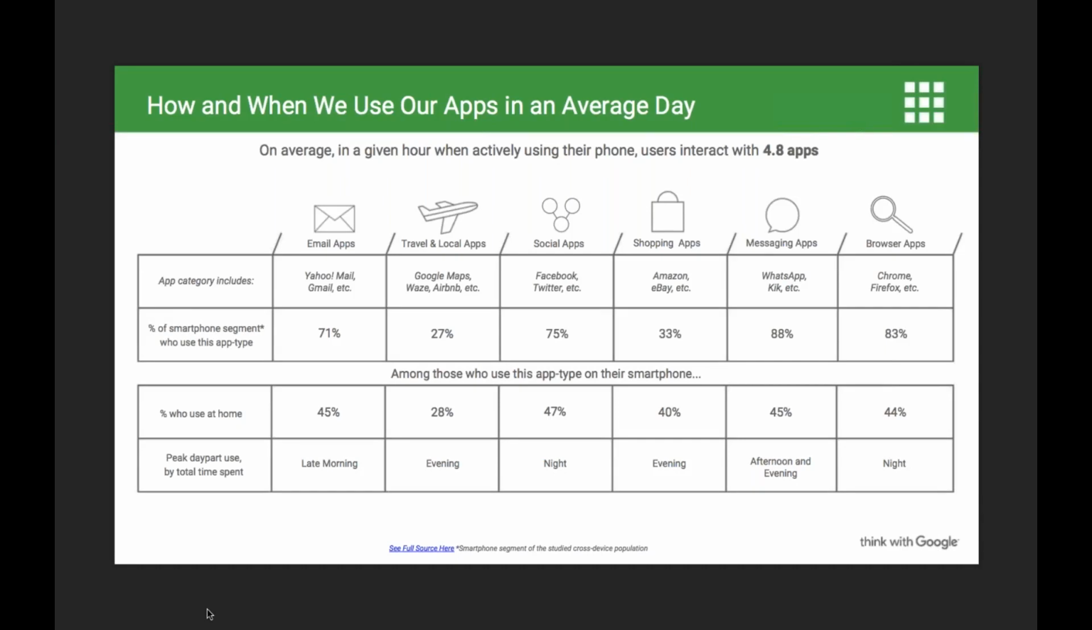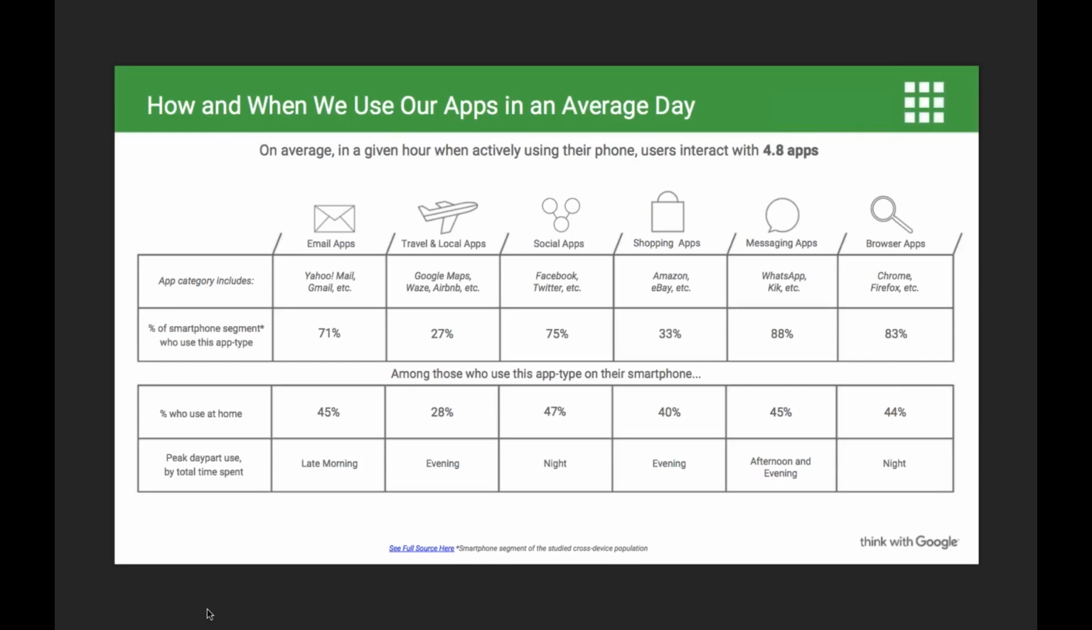And you can see that there are various categories of apps here. The most popular one right now would be social media. So for example, your Facebook, your Twitter, your Line. If you look at the slide right in the middle, social apps, 75% of people actually have this kind of app open, and close to 50%, 47% of them browse their social media at home, and it's at night.